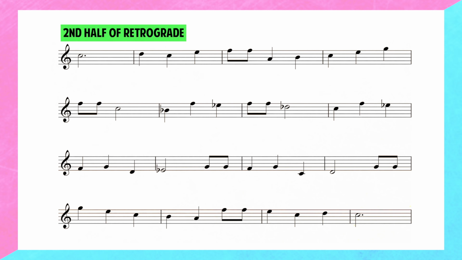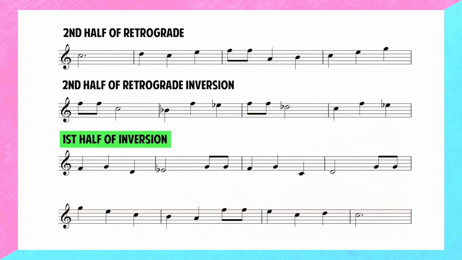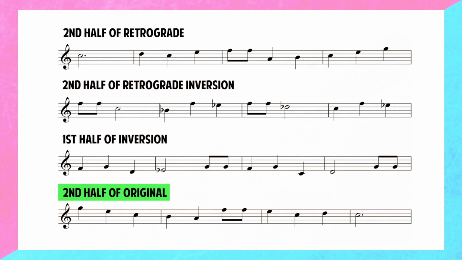In my new piece of music, my first 4 bars will be the retrograde, then the retrograde inversion for the next 4 bars, then the inversion, and I'll finish it all off with 4 bars of the original song. My new melody sounds like this.